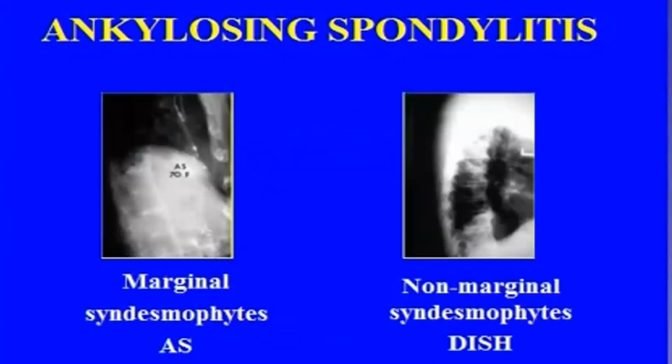These are two patients, one with DISH and the other one with ankylosing spondylitis. In DISH, the osteophytes are horizontal and they never fuse. In ankylosing spondylitis, the osteophytes are vertical and they mostly end up in fusion.